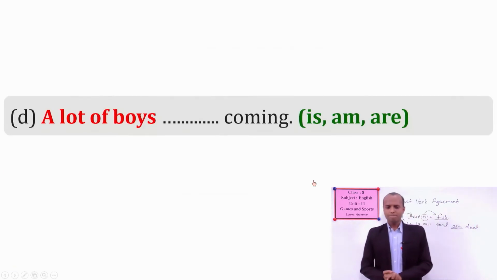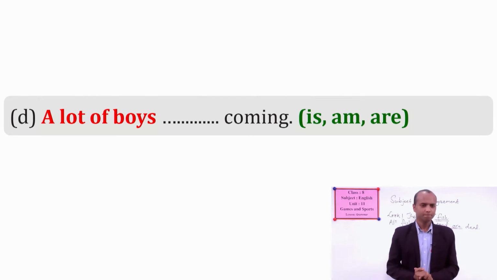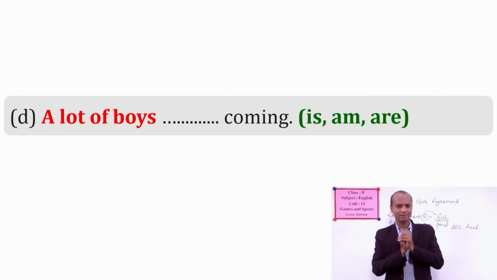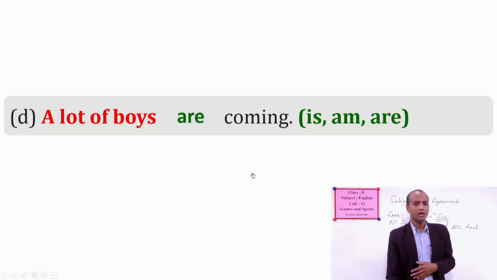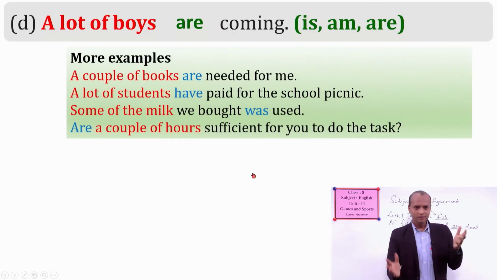Number D. Read out the sentence. Okay, very good. A lot of boys coming is, am, or are. Look at the subject. How many boys? One or many? Yes, many. A lot means many. Definitely. That's why. What is the right answer? Are. Very good.